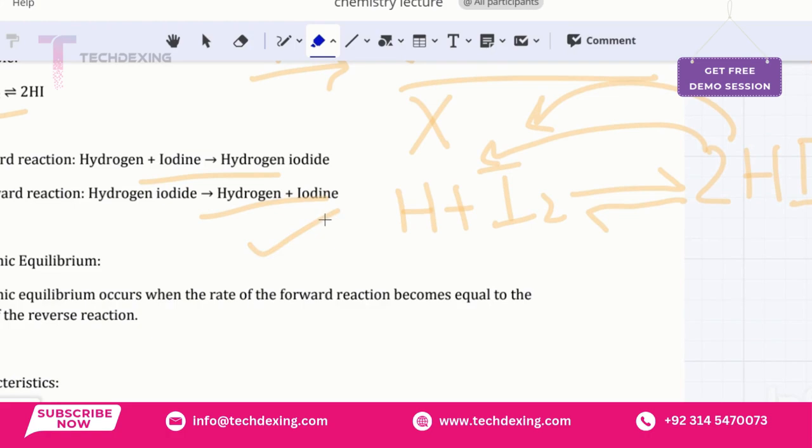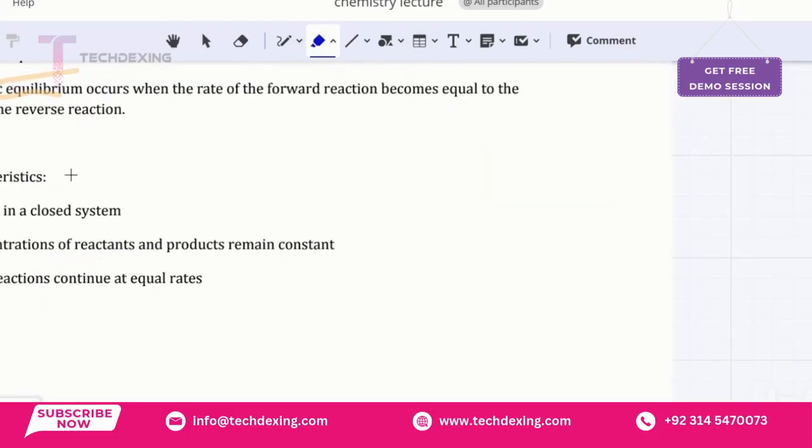Hope you understand it. Then we will talk about dynamic equilibrium. Dynamic equilibrium occurs when the rate of the forward reaction becomes equal to the rate of the reverse reaction. It is also a name for the same thing as equilibrium. Again we can consider this example. It has the characteristic that it occurs in a closed system. Closed system means the energy is not lost, so the reaction happens with the same energy, reactants converting into the products.